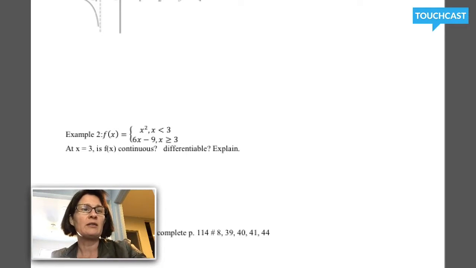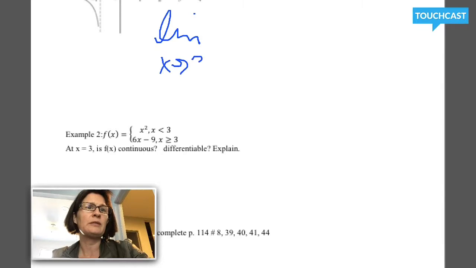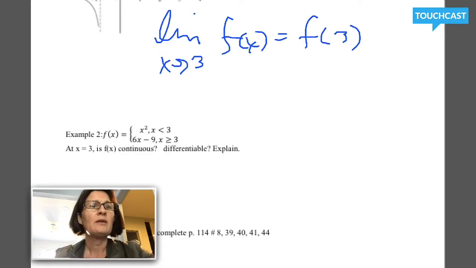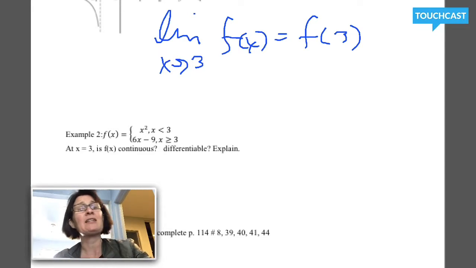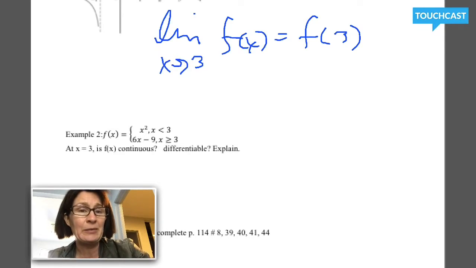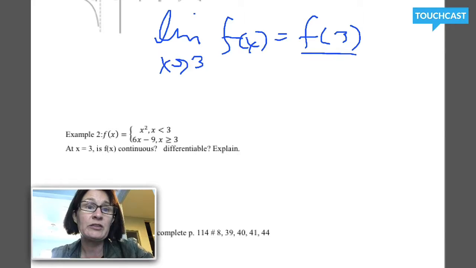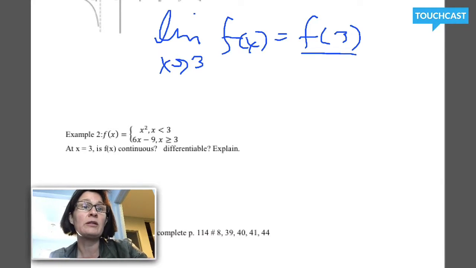So remember our definition for continuity. f of x is continuous at x equals 3 if the limit as x approaches 3 of f of x equals f of 3. Well, the limit is only going to exist if the limit from the left equals the limit from the right. So we're going to need the left-hand limit and the right-hand limit. One of those will also be the function value. So we're going to make sure that those 3 things are all equal.